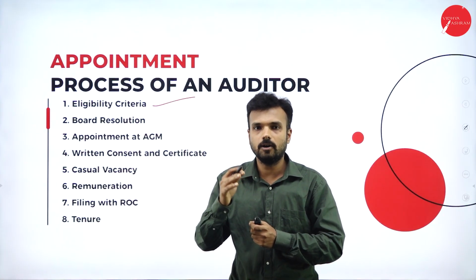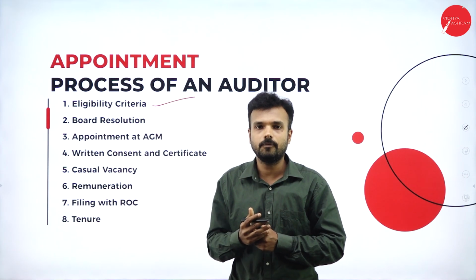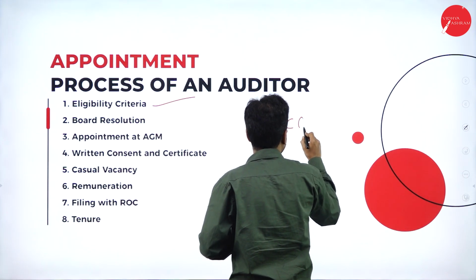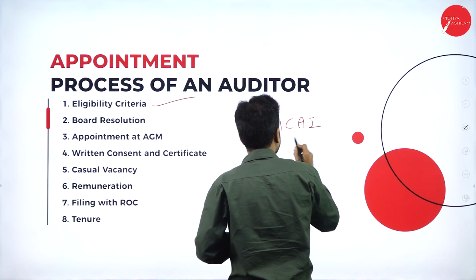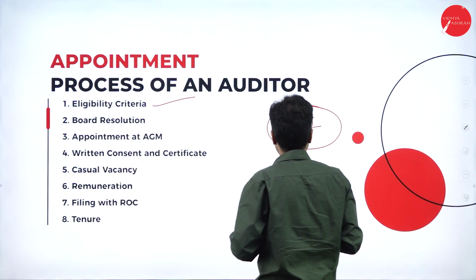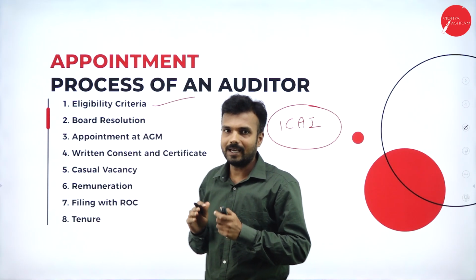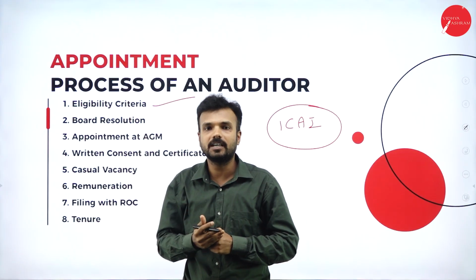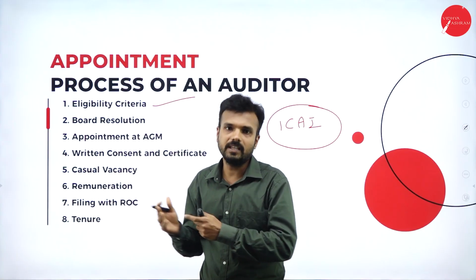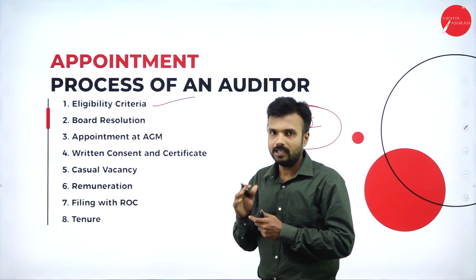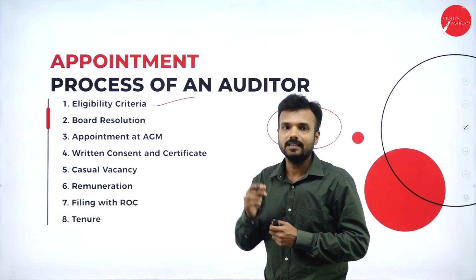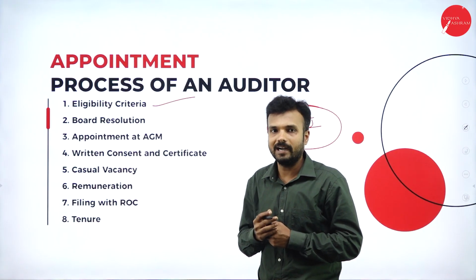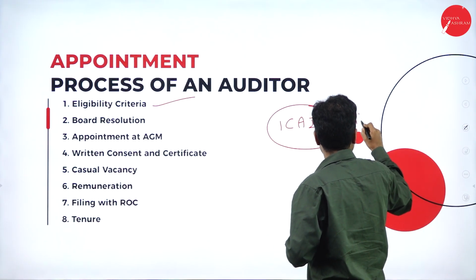When it comes to eligibility criteria according to the Companies Act 2013, he or she should be a member of the Institute of Chartered Accountants of India, ICAI. It ensures that they have qualified the CA exam, so they are professional chartered accountants. That is the eligibility criteria to become a chartered accountant of any organization or company. First thing.